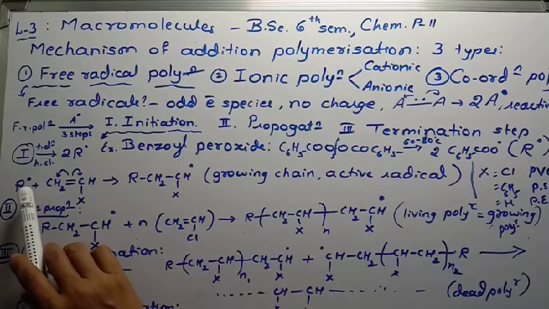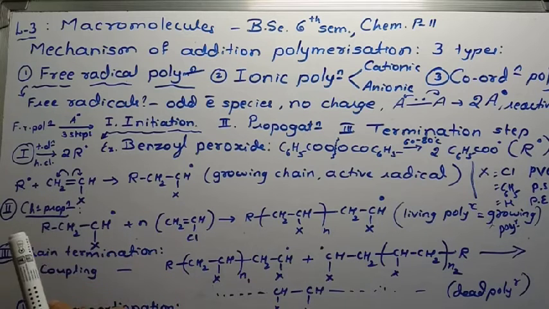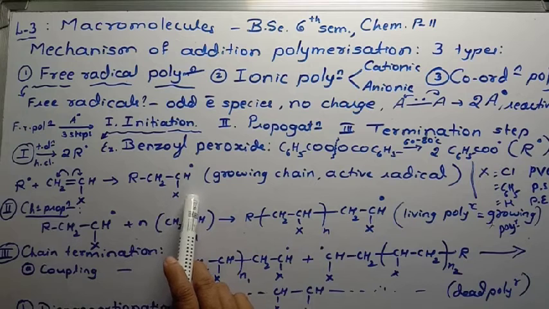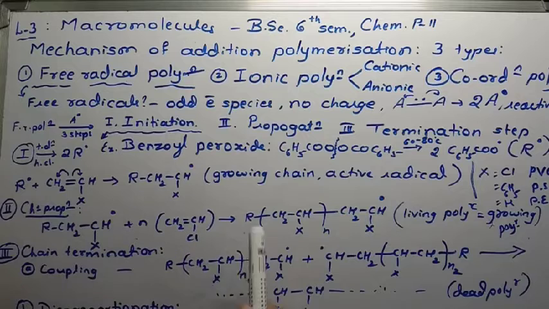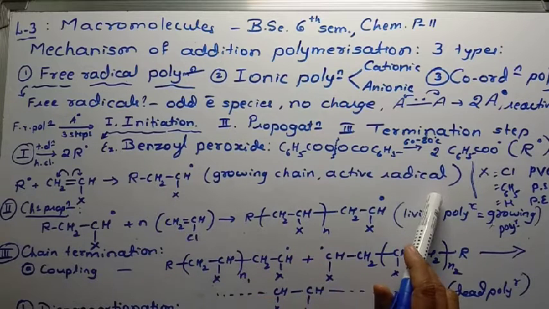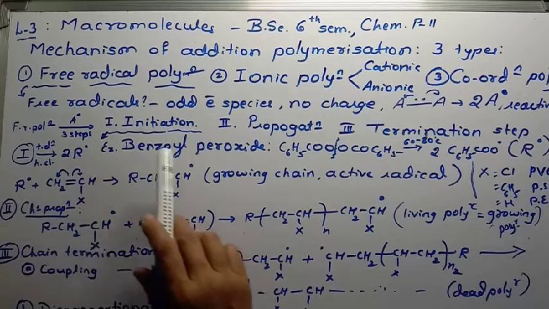From the initiator, when it combines with one monomer, it gives, once again, a free radical. So this is also a very active species, and it is eager to react with many more monomers, and therefore this is said to be a growing chain, an active radical. Okay, so now this is about the initiation step.